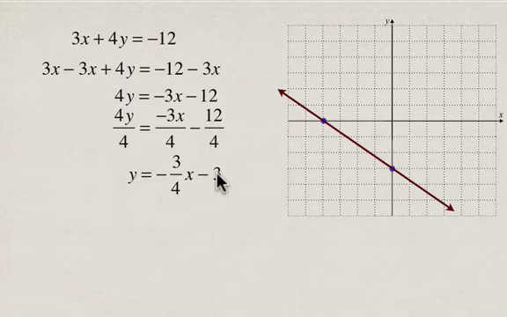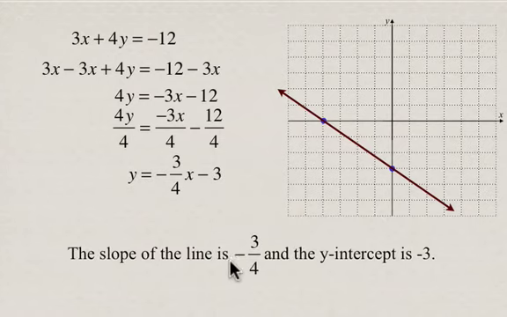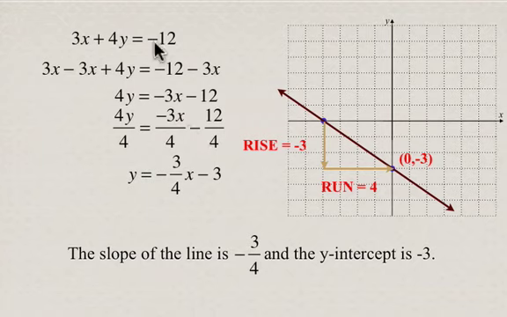So let's take a look at our graph now. The slope of the line is -3 over 4, and the y-intercept is -3. Let's verify that. If we go from this point to this point, our rise is -3, our run is 4, and our y-intercept is (0, -3). So this matches what we found when we rearranged the original equation.